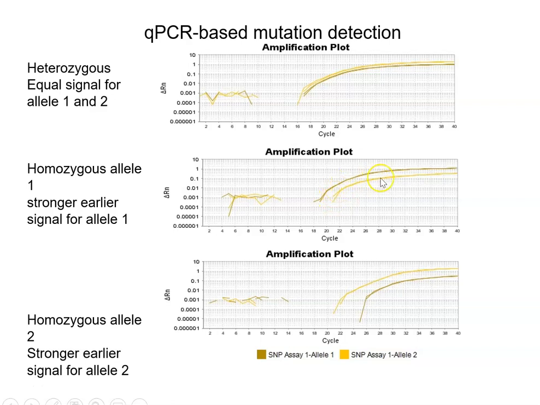The allele 2 probe still recognises that DNA to some extent, but not as efficiently. And then oppositely, if we're homozygous for allele 2, the allele 2 probe will work more efficiently than the allele 1 probe. We'll get an earlier CT value for allele 2 because we're homozygous for allele 2, and we'll get more total fluorescence produced. This is a logarithmic scale, so this is a tenfold difference there.